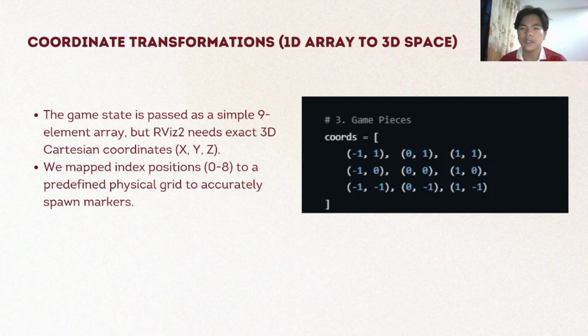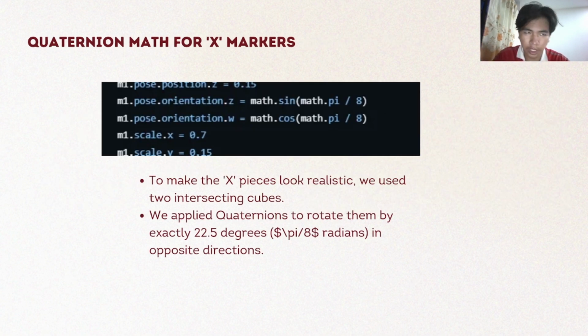You see that we have done the X and O on the terminal. We just had the 1D array, but right now we turn it into an array with a board. So we need the 3D Cartesian coordinates of X, Y, and Z. Here is the game piece of it. We also warp it into a matrix from 0 to 8 in order to physically grade the accuracy of the spawn marker. And we also added the quaternion for the X marker.